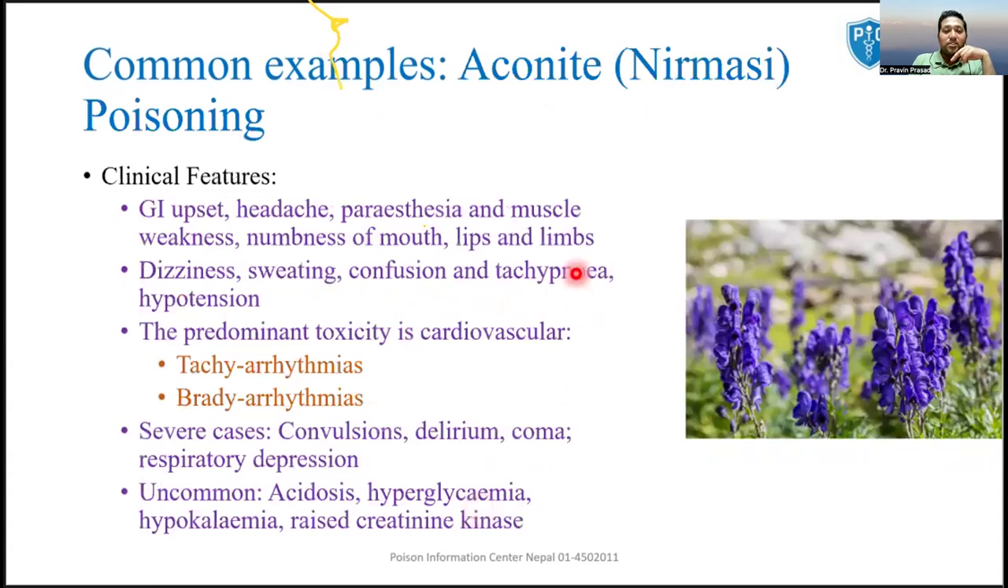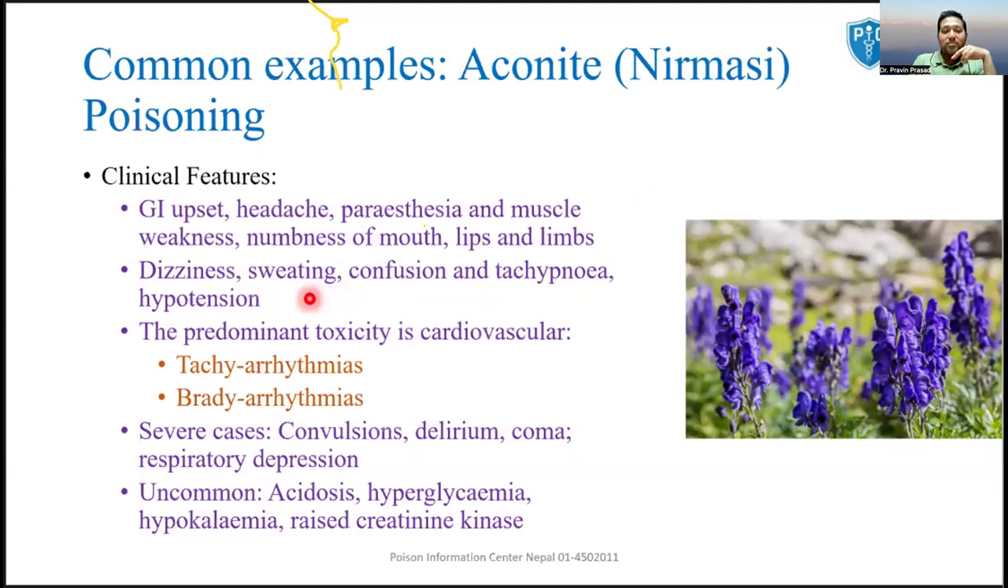So the last poison, the plant poison that I would like to take today, would be aconite, or the common name for this, nirmasi. It's a very beautiful blue-purple flower, but it's very toxic as well. The earlier symptoms would be non-specific, like GI upset, headache, paresthesia, muscle weakness, numbness of mouth, lips, and limbs. Then the person can present with dizziness, sweating, confusion, and tachypnea, as well as hypotension.